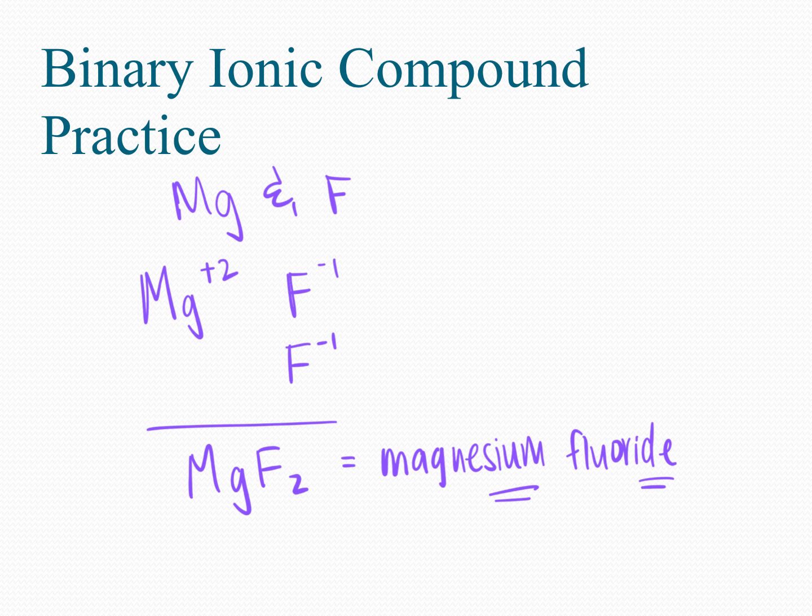The cation always goes first. We're always going to build compounds from left to right on the periodic table. So we're always going to work left to right.